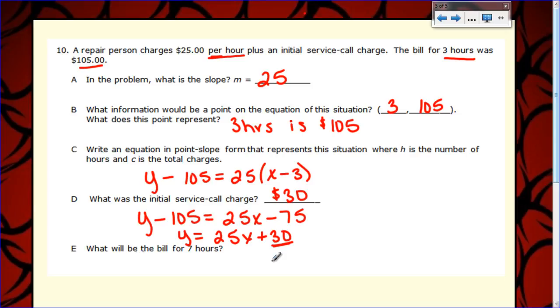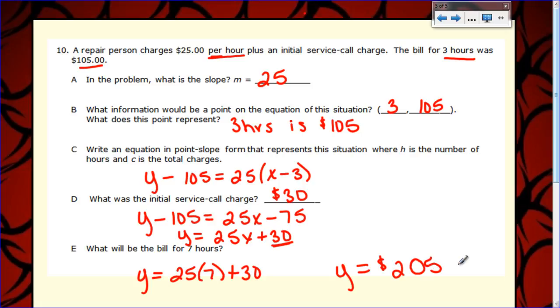Now part E says, what's the bill for 7 hours? Well, I'm just going to plug it into here. y is equal to 25 times 7 plus 30. I'm going to pick up my calculator, and I'm going to go 25 times 7 plus 30. And I get that it's 205. So the bill for 7 hours is $205. So that is point slope form.